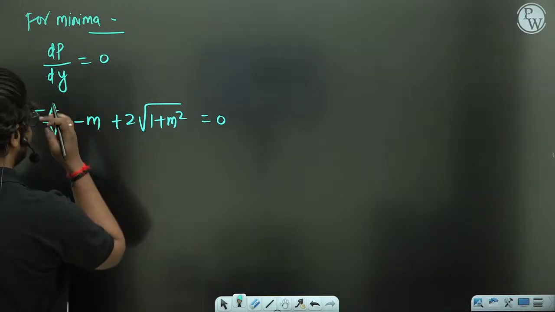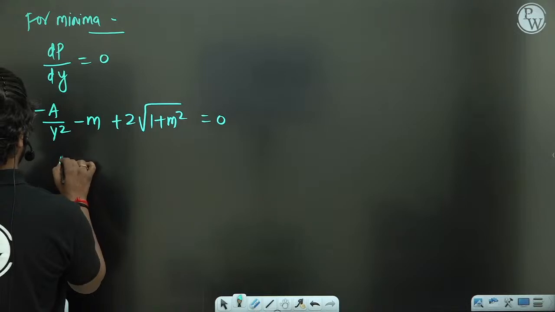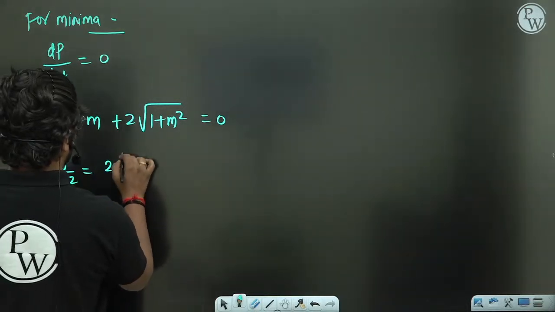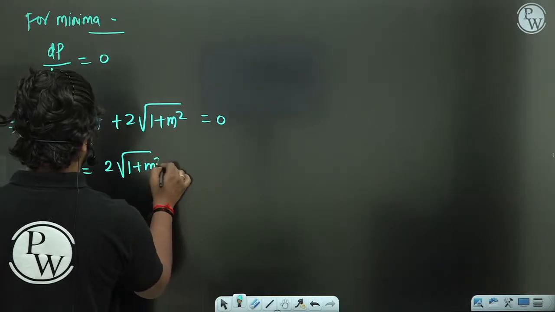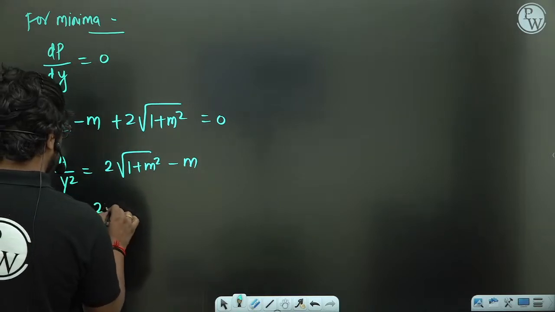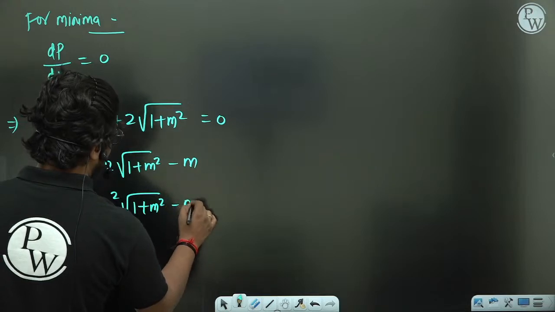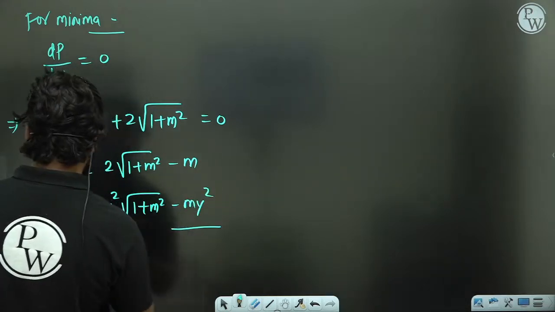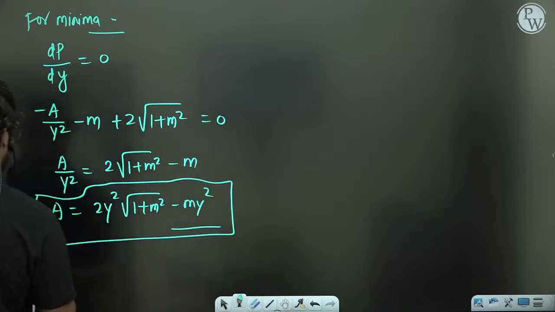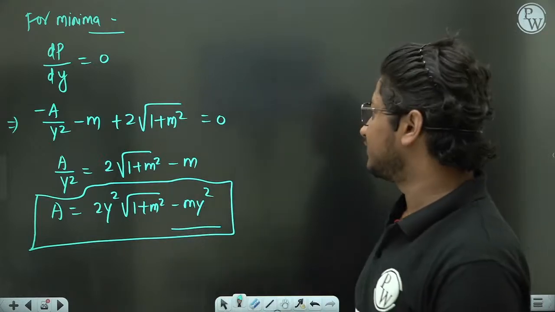If you want, you can change this part also. Like you can write this as a upon y square is equal to 2 root under 1 plus m square minus m. So a will be 2y square root 1 plus m square minus my square. You can write like this. This I am doing it for some other purpose. So this point I am putting in a box. You will get the purpose very soon.